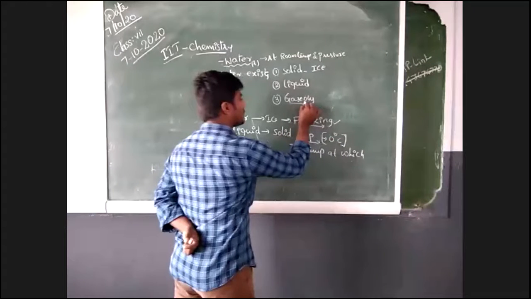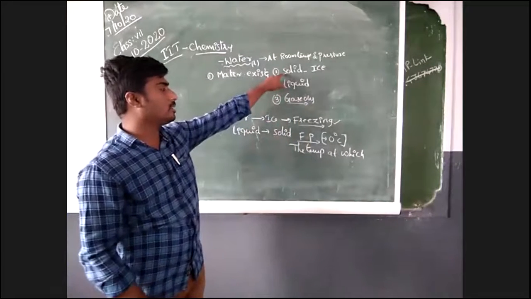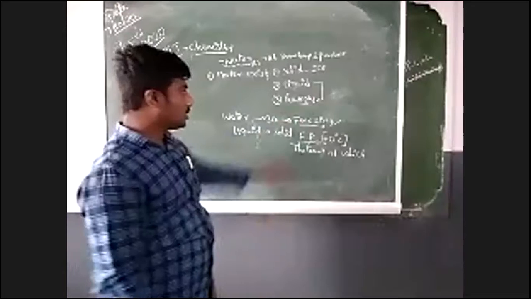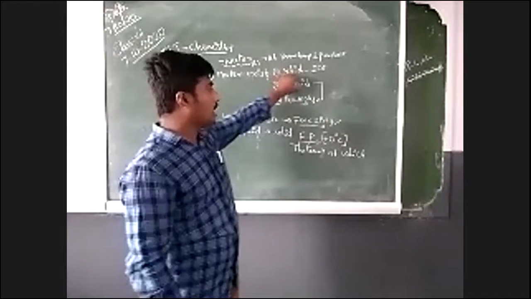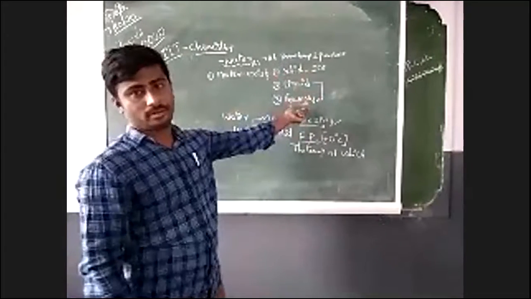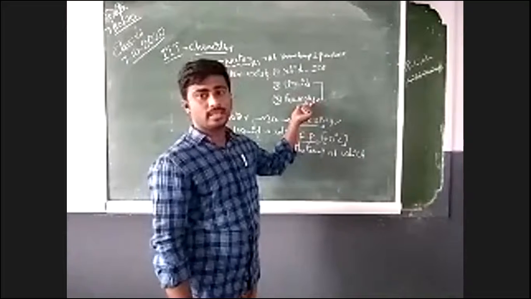Next, the other state of water is the gaseous state. The first one is the solid state, and the other is the gaseous state. When you increase the temperature, water changes to gas. The liquid state water is changed to water vapor. Water vapor is the gaseous state.